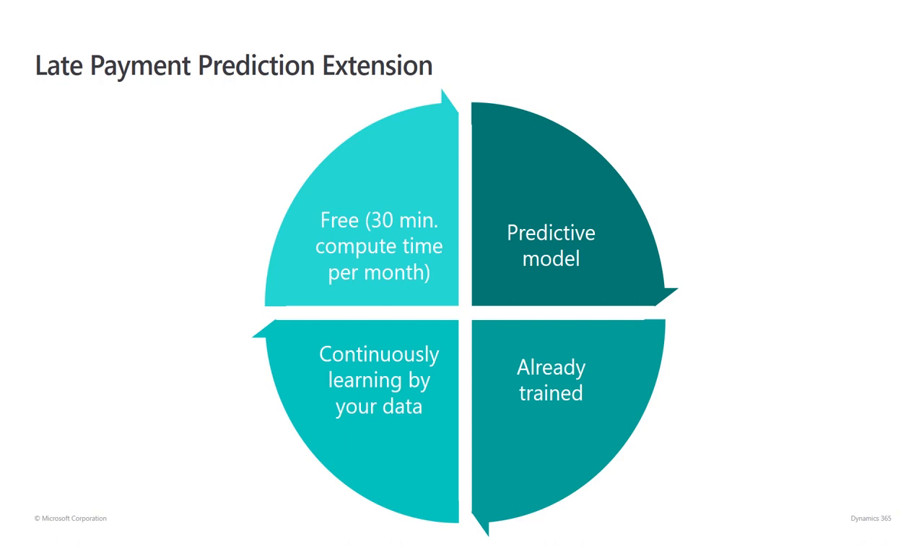Another extension that Microsoft has created is the Late Payment Prediction. This extension uses the machine learning capabilities of Azure as well. This is not a time-bound forecast, but rather a prediction based on models trained by Microsoft by using data that is representative of a range of small to medium-sized businesses. Although it is already a trained model, it will continuously learn from your customers' data as well. The more you use the model and the more data you feed it, the more accurate its predictions will become.